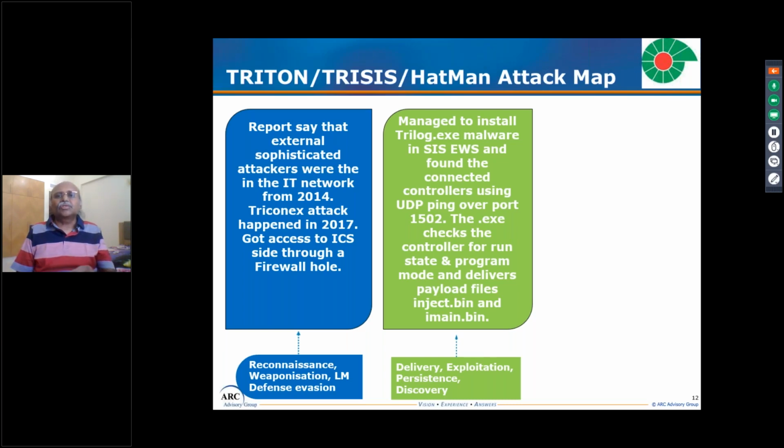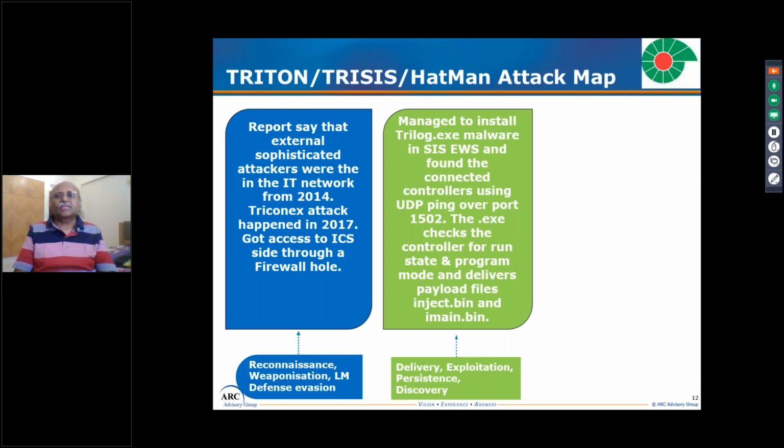This is how to find the engineering workstation. You will come across many boxes, but you have to find exactly which is the engineering workstation that is connected to the Triconix controller in order to carry out the attack. So this is how they did it. Everywhere they sent a UDP ping, and where port 1502 responded, they knew that this is a system which is connected to the Triconix.